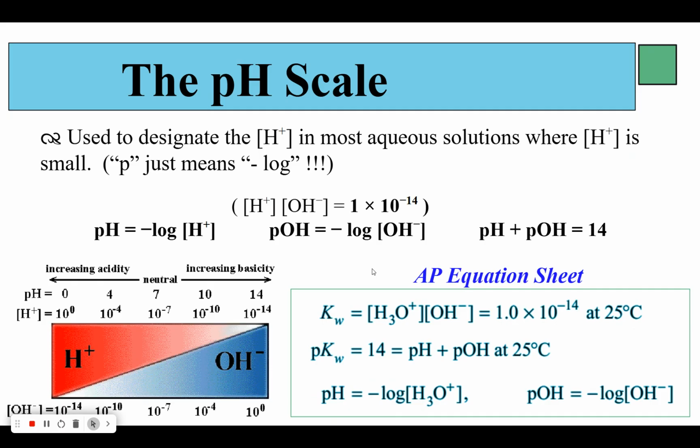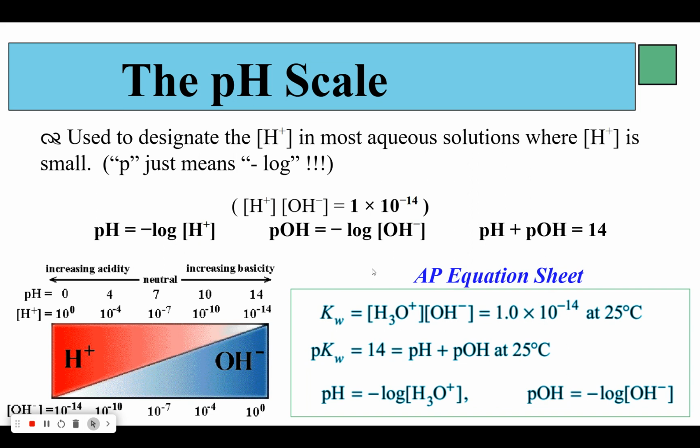A scale generally regarded to go from 0 to 14, although we have discovered and created some acids and bases that go off scale, that are above 14 or below 0. It is possible to have negative pHs, but not most of the time. It's extreme cases.